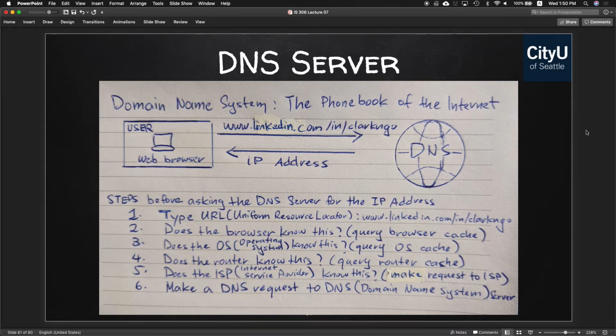So even your operating system stores information. So do I already know where this is? Okay? If it does not know, it would now proceed to query the router, and it will ask, hey router, do you know what is CityU.edu? What's the IP address? And if the router doesn't know as well, it would now connect to the ISP provider, and basically the ISP provider should now, if they know it as well, if not, they would now connect to a DNS server. So these are just the steps that's happening in the background.